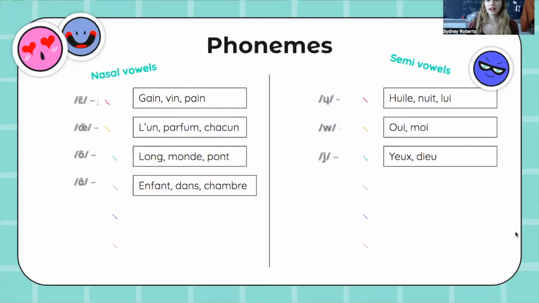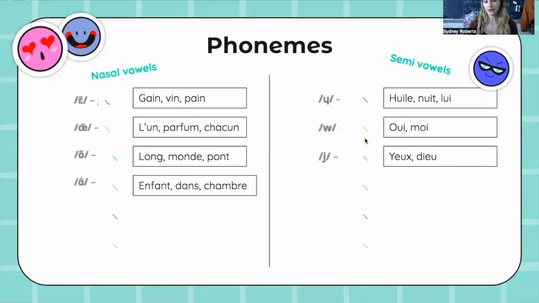So now we've got a breakdown of our nasal vowels versus our semi-vowels. This is how they're categorized. Our nasal vowels really require you to use your sinuses in order to form those sounds. If we start right up here, this sound is pronounced as ga, va, ba. You really have to use your nose. Same thing with une, parfum, chacun. You've got that nasal sound right there.